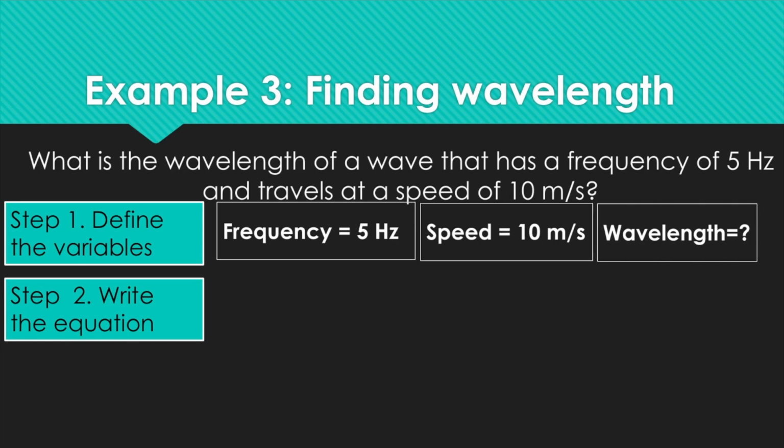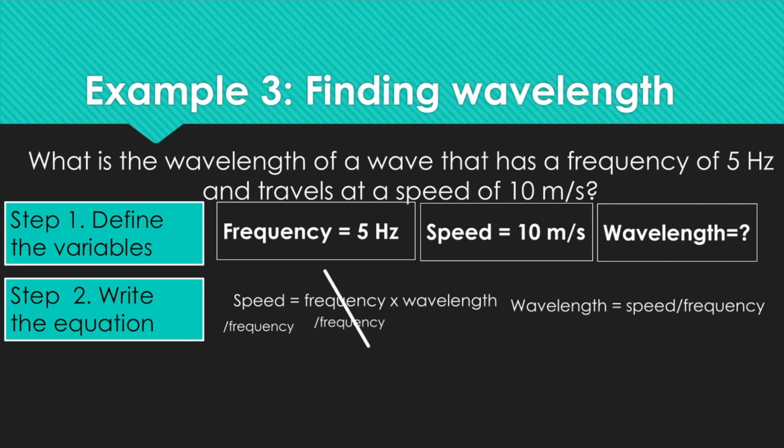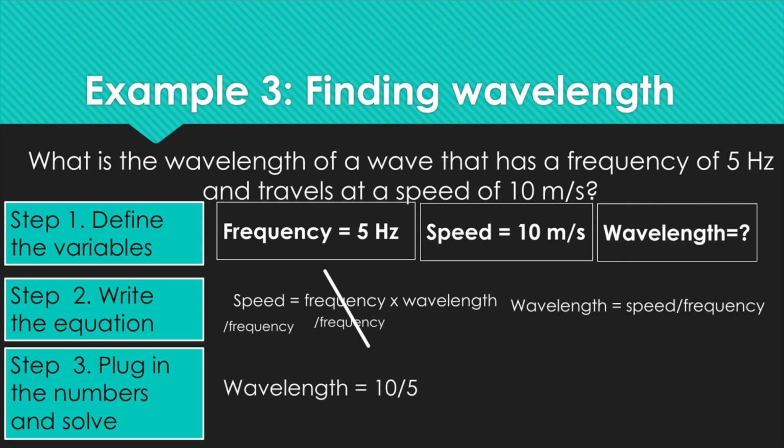Step 2 is to write the equation. Again, our starting equation was speed equals frequency times wavelength. But we're looking for wavelength, so we need wavelength by itself on one side of the equal sign. We're going to divide both sides of the equation by frequency. So on the right side of the equation, frequency divided by frequency is 1, and now it disappears. So we're left with wavelength equals speed divided by frequency. So to find wavelength, all we need to do is plug in speed and frequency. So if wavelength equals speed divided by frequency, it is 10 divided by 5, which is 2 meters.